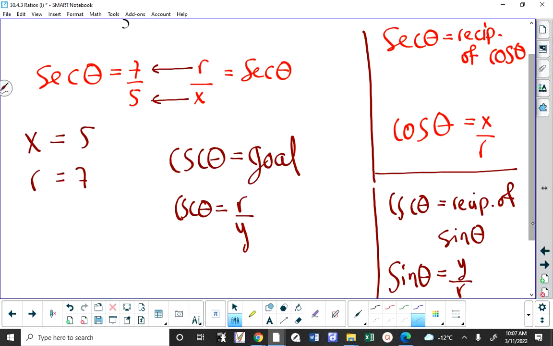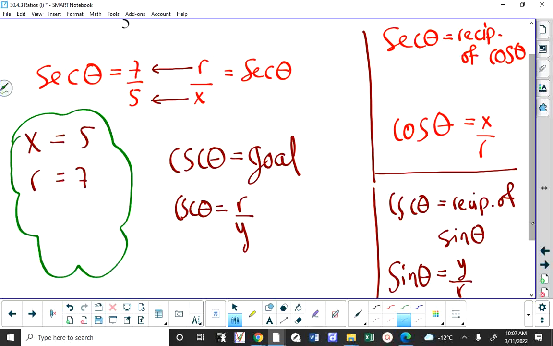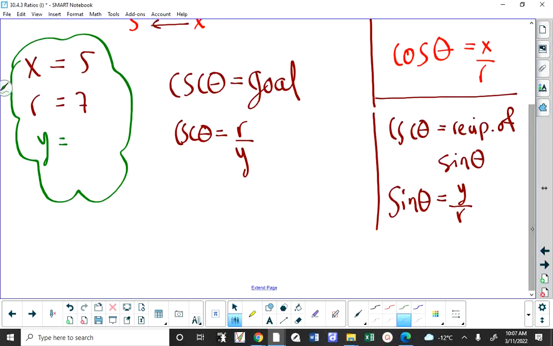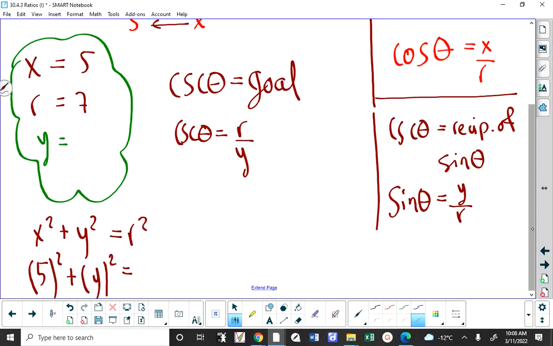So when I take a look at my list over here, I know r, I don't know y. So what is our goal now? Our goal now is to find y. If we know what y is, we can answer the question. So we're going to use the Pythagorean Theorem. X squared plus y squared equals r squared. So I can write 5 squared. I don't really need the brackets, but I like them. Plus y squared equals 7 squared.